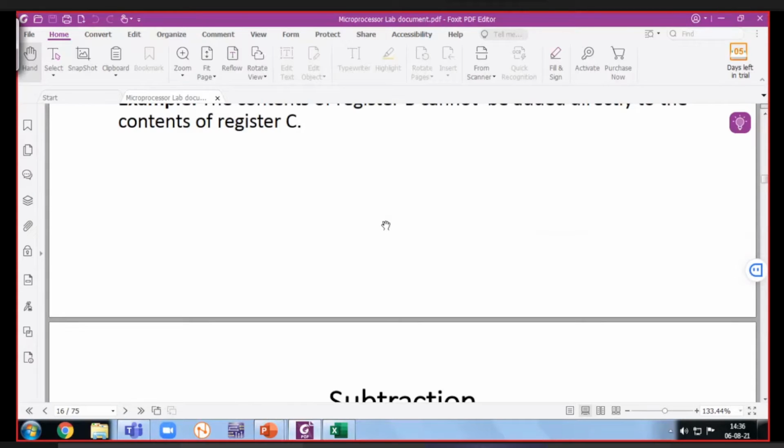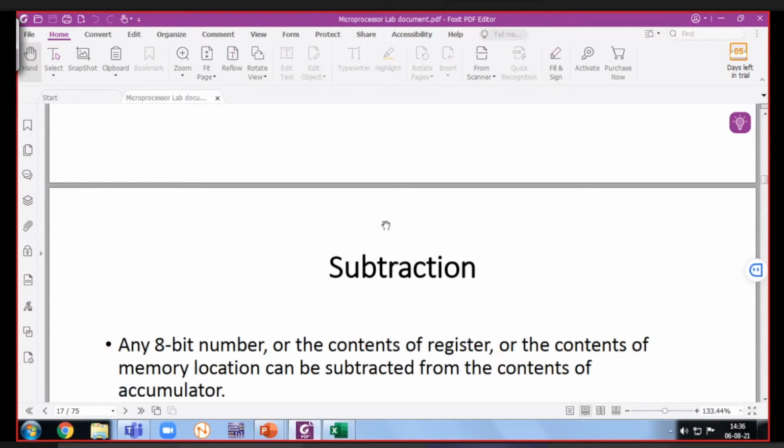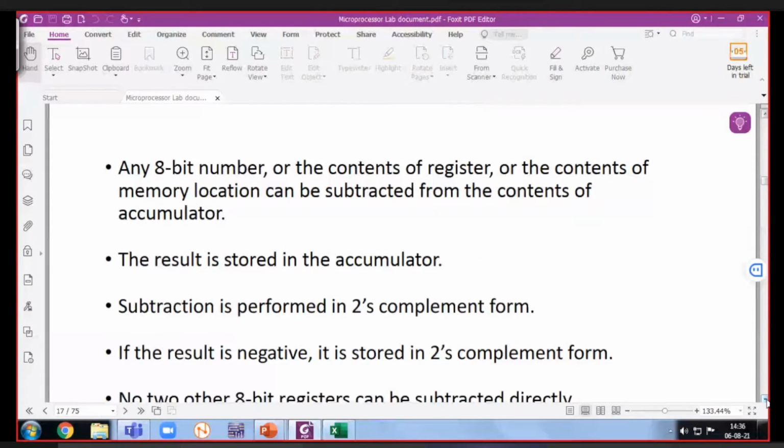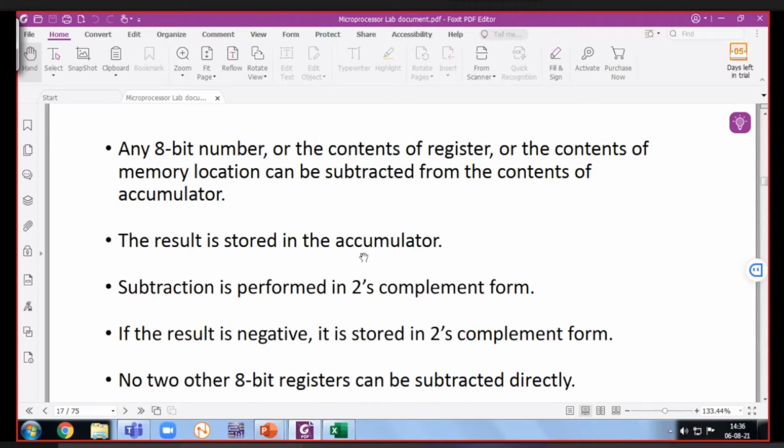Okay, now several sub instructions are there. यहाँ पे subtraction है. चलो उसी अकॉर्डिंग बढ़ते हैं. So subtraction, any 8-bit number or content of registers or the content of memory location can be subtracted from the content of accumulator. The result is stored in accumulator, same as in case of addition. By replacing the initial value, the result will be stored in the accumulator.